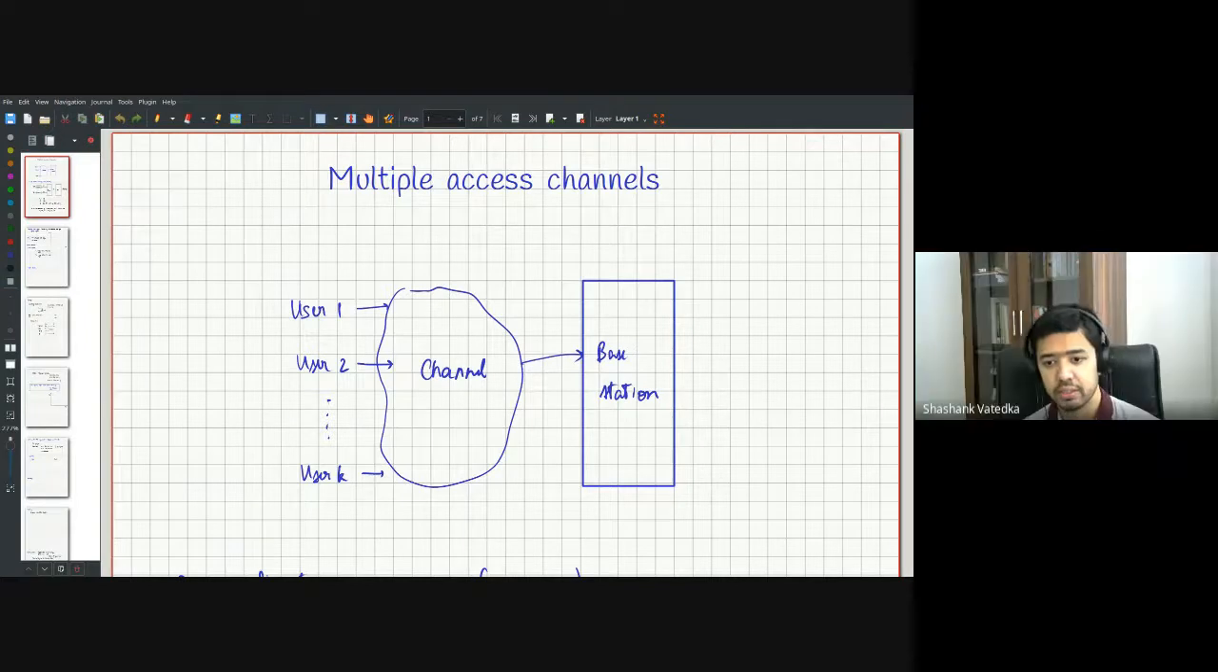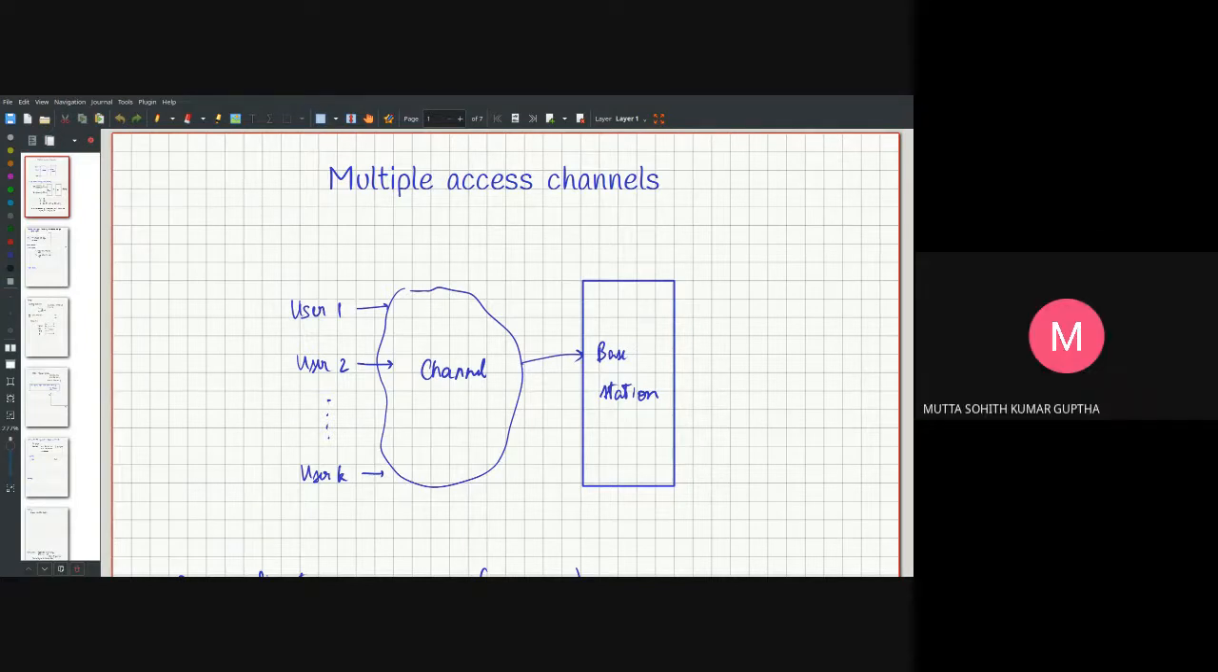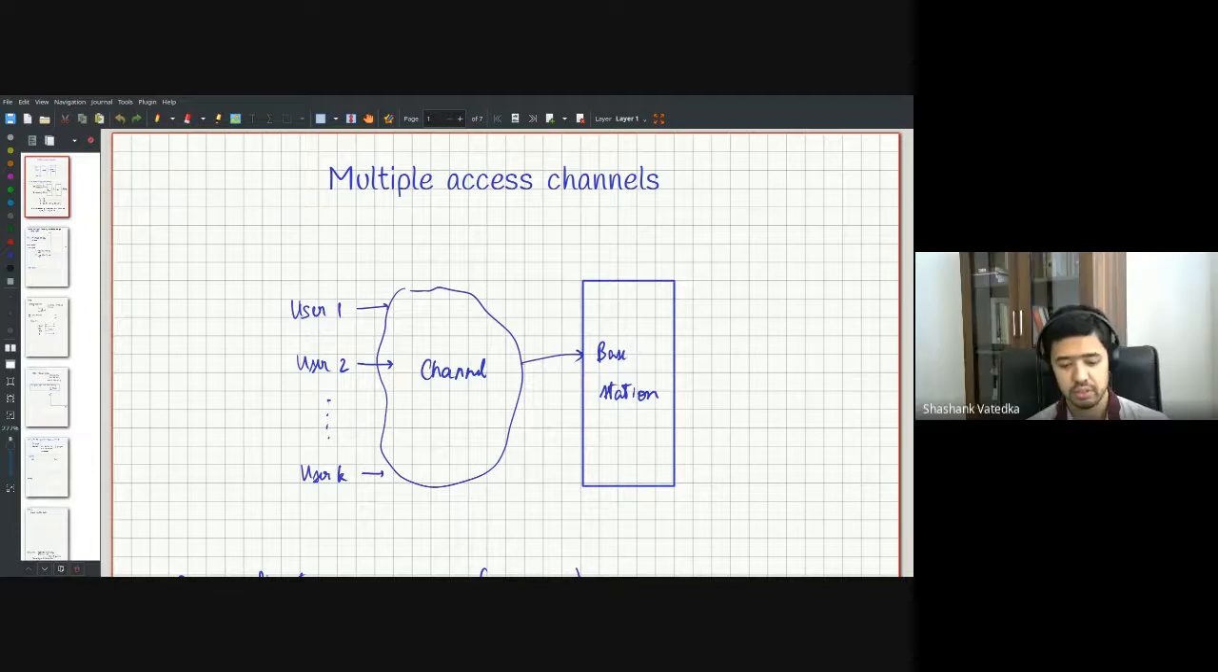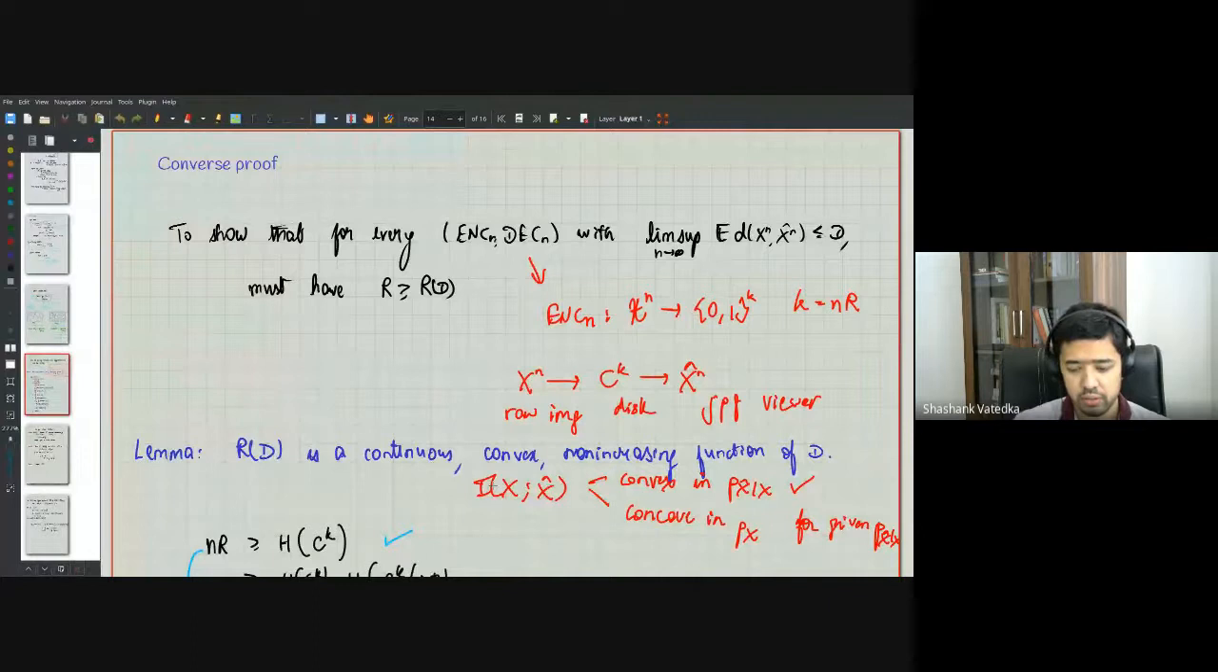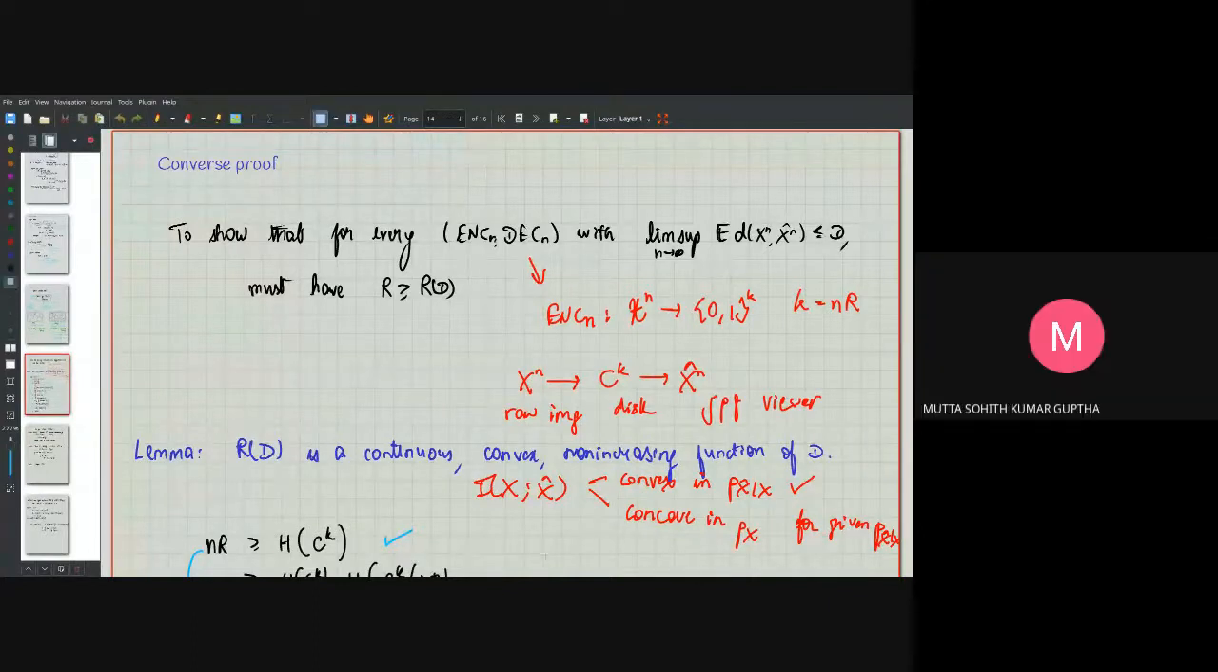Sir, in the last proof that we have done for the converse, no, sir. Yes. So just give me a minute. I'll try to bring that up. Right. So this is what you wanted, right? Yes, sir.